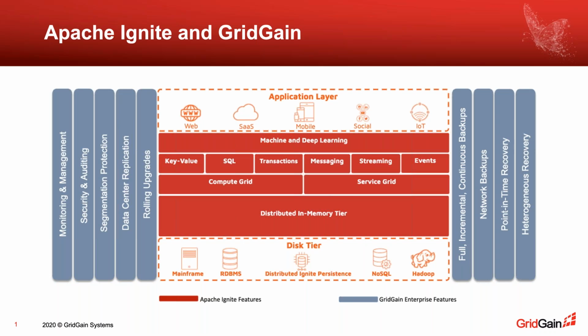speed. And GridGain is set of additional components which work on top of Apache Ignite and provide enterprise-grade features such as enterprise-grade security, data center replication, and snapshots and recovery.